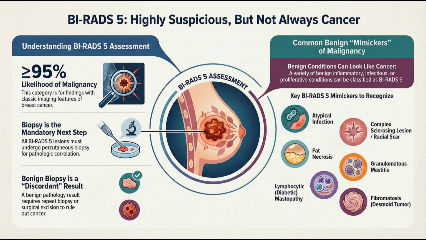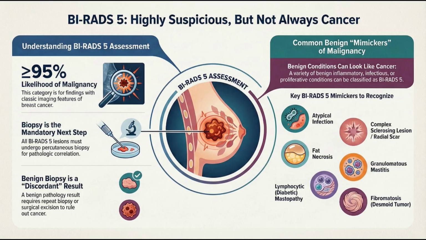Every single BI-RADS 5 lesion must undergo a biopsy, a percutaneous core biopsy. You just can't watch it or wait. And this brings us to, I think, the most important concept we're going to talk about today, the idea of discordance. What happens when the image is screaming 95% cancer, but the little piece of tissue that comes back from the lab says benign? This is the critical moment.